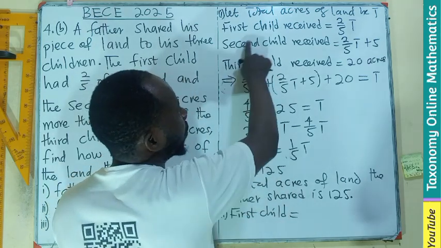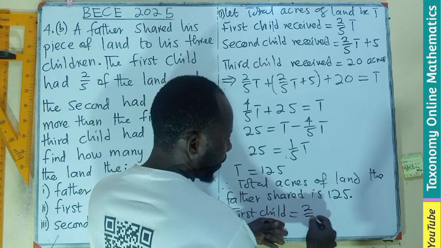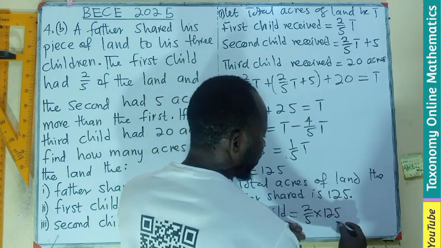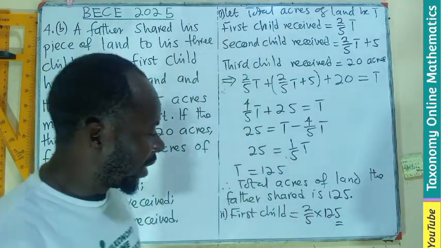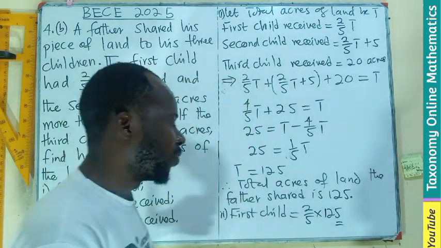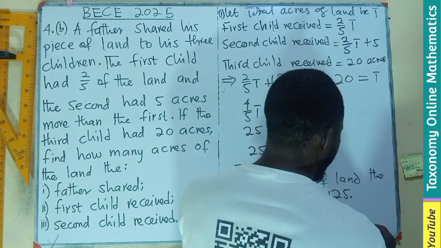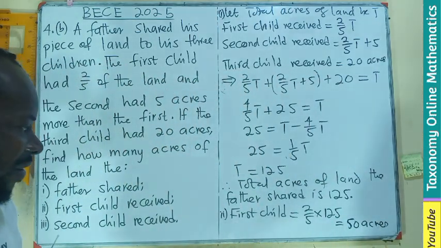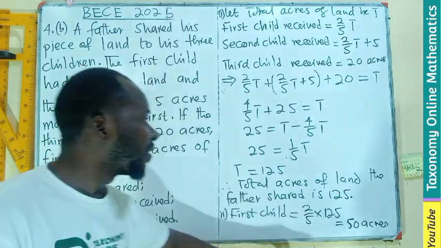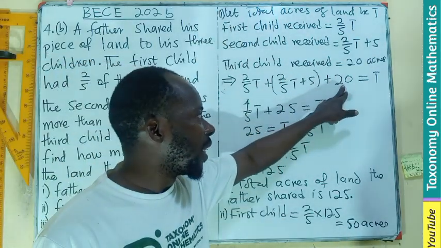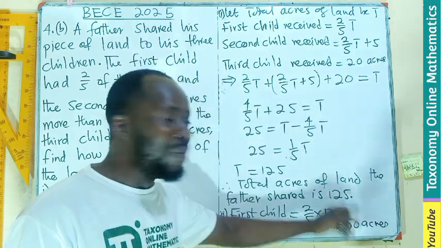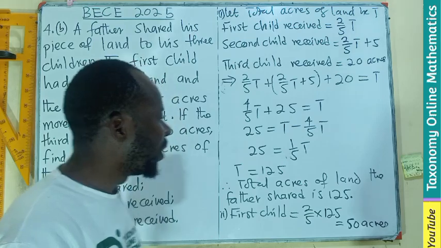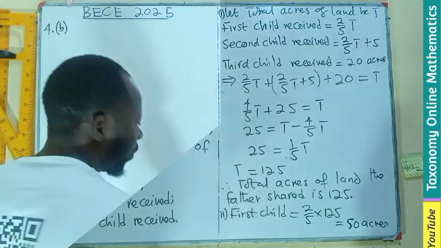The first child will receive 2/5 of T, and T is now 125. And I think this will go here, 25 times 2, 50. So we have 50 acres. So it means that the first child will take 50 acres, the third child takes 20 acres, then the remaining goes to the second child. We can perform that subtraction or we can still substitute in here. So let's see how we can find that.